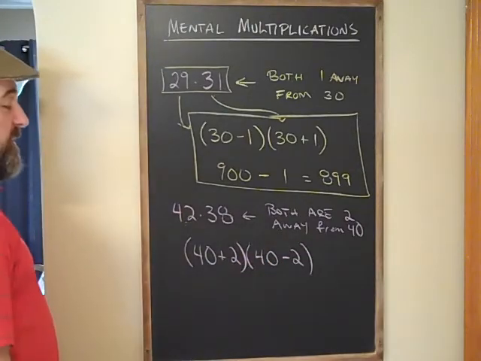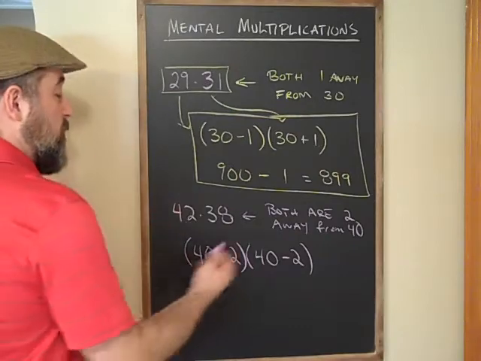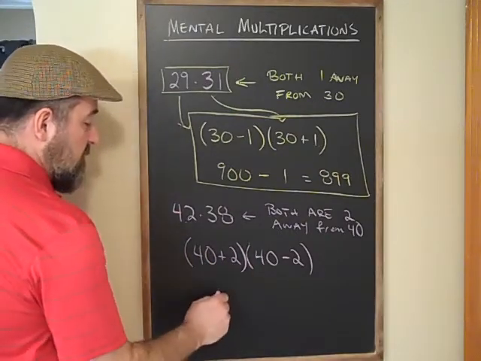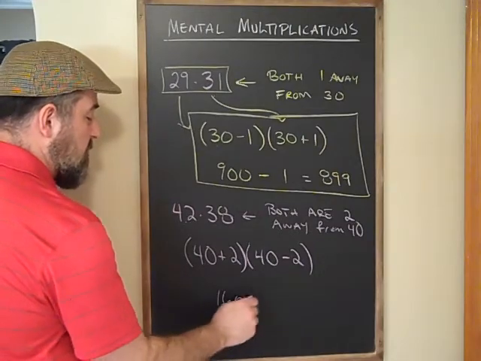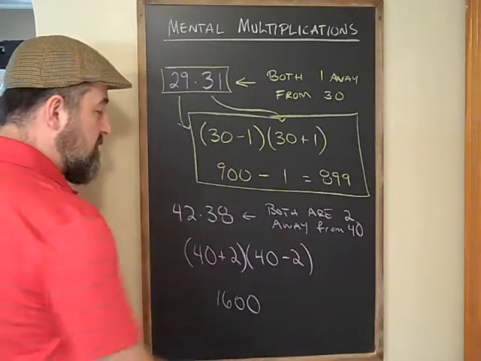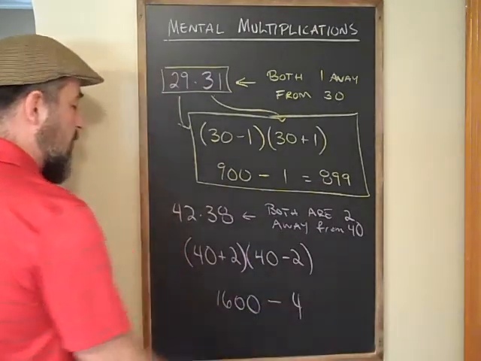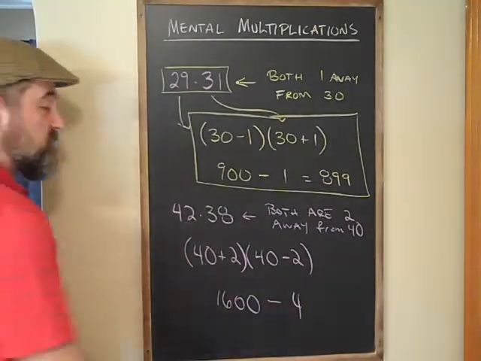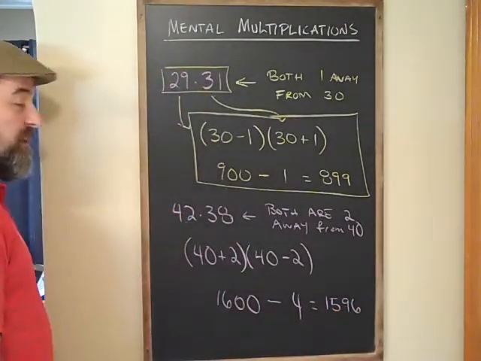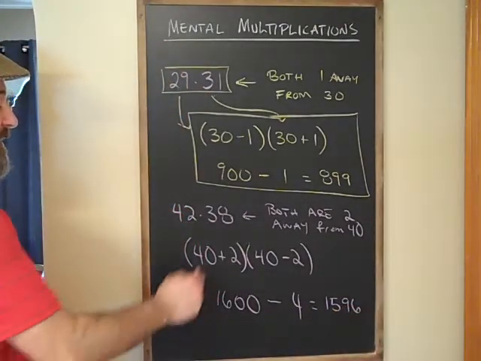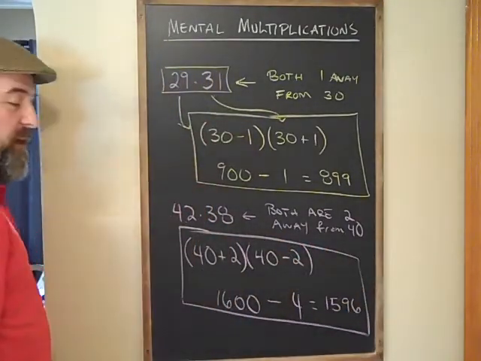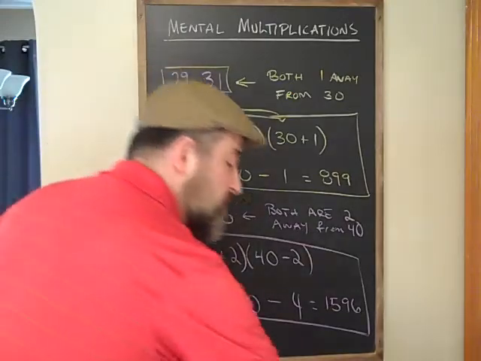Now let's multiply this like we do with the sum and difference pattern for binomials. First times first is going to be 1,600. 40 times 40 is 1,600. Last times last, 2 times 2 is 4. We're going to subtract them, and you can subtract those with just a little bit of an inconvenience to get 1596. This again is how you show how to mentally calculate that product.